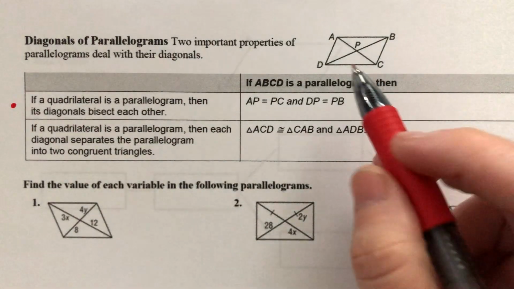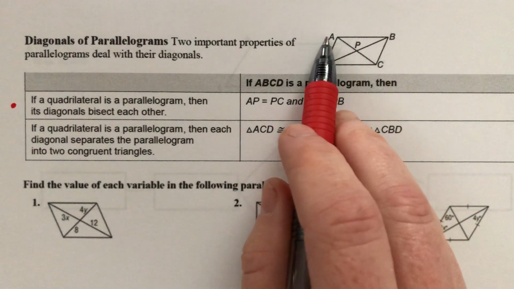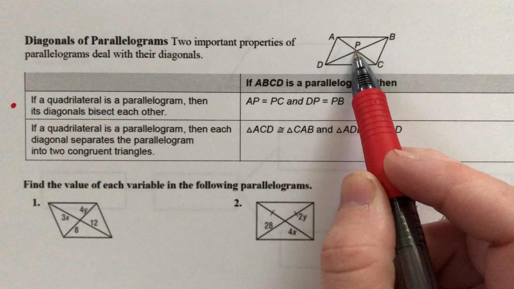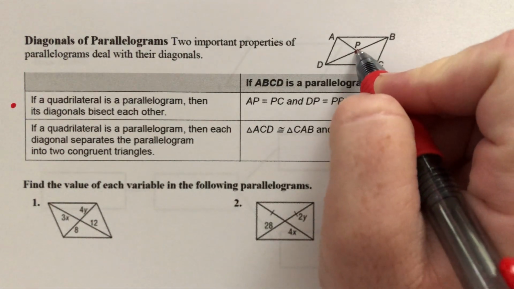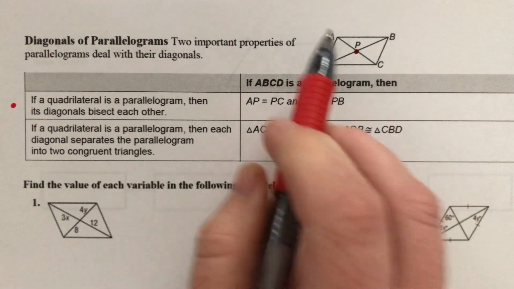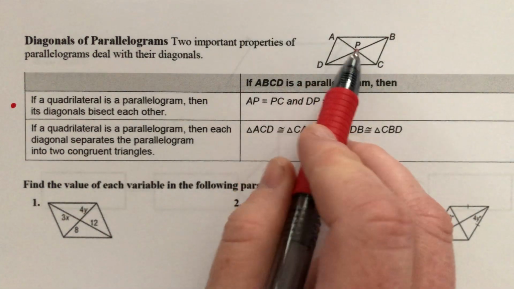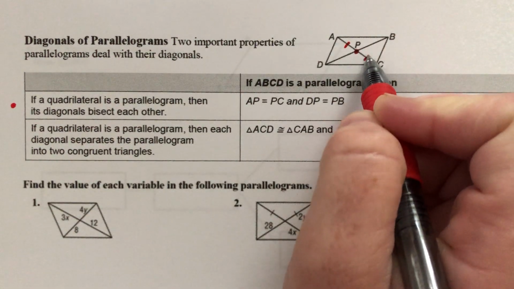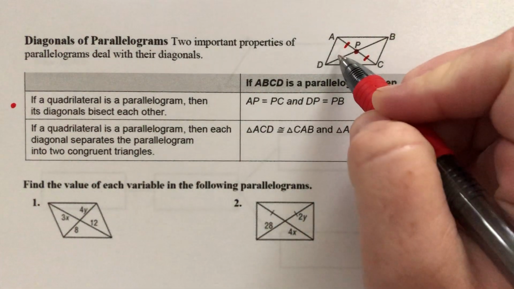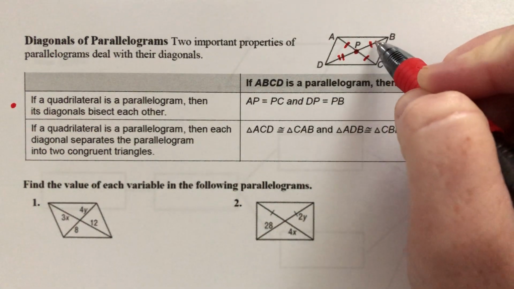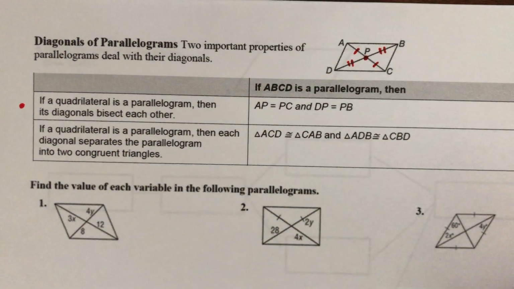So up here in this picture of a parallelogram, AC is one diagonal and DB is another diagonal. They intersect right here at point P. So P is the midpoint of DB and of AC. So AP is the same size as PC. And for the other diagonal, DP is the same size as PB. So each diagonal gets cut in half.